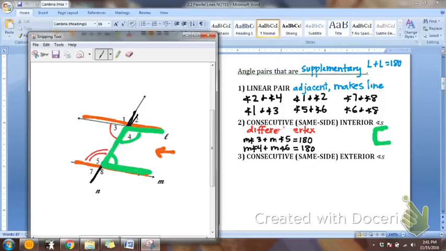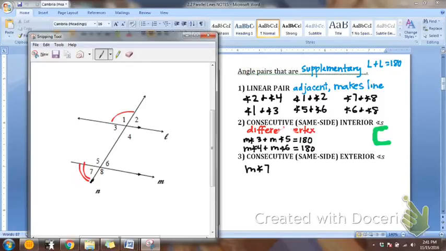Okay, so what do you think about same side exterior? What might be a pair of my same side exterior, Quentin? Think about same side, but they're both on the outside. 1 and 7. So I would agree with Quentin. They're both on the outside of the two parallel lines, and they're on the same side of the transversal. So I know that the measure of angle 7 plus the measure of angle 1 equals 180 degrees. Crystal, what's my other pair here? Eight and two, perfect. The measure of angle 8 plus the measure of angle 2 equals 180 degrees.